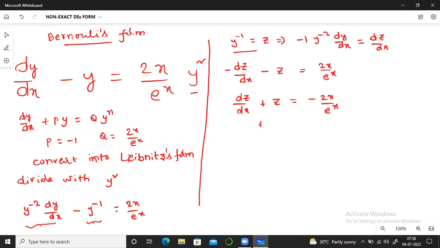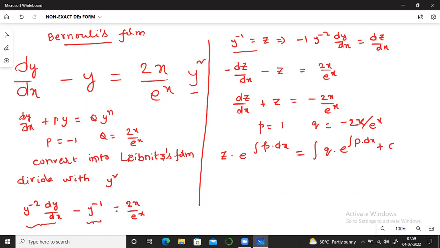So what is the small p here? 1. What is the small q? Minus 2x over e to the power x. Now, what is the formula? You know that the solution is z into e power integration of p into dx is equal to integration of q into e power integration of p into dx, plus a constant.